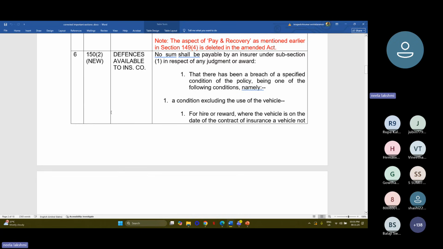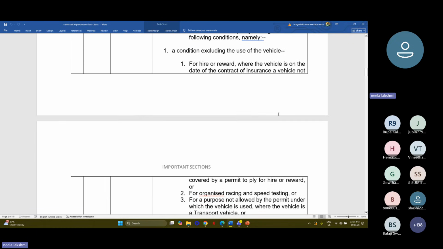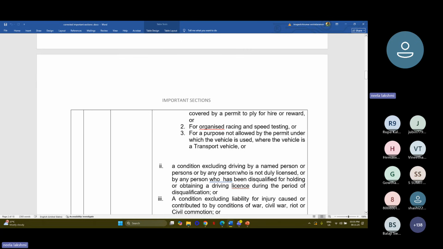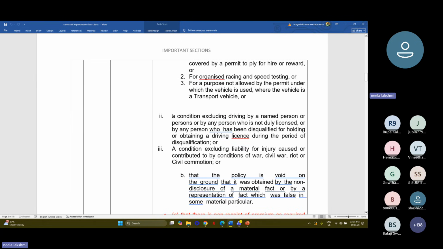The next one is hire or reward. If the vehicle is used for hire or reward, or the vehicle is used for any organized racing, or the vehicle is used for any purpose other than permitted, that is violation of limitation as to use class. Next one is DL violation. If any unauthorized person drives the vehicle without a driving license, it is a legal defense available to us.